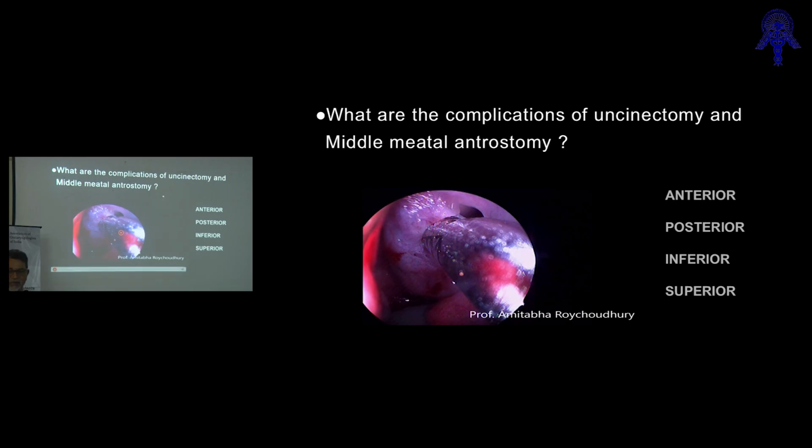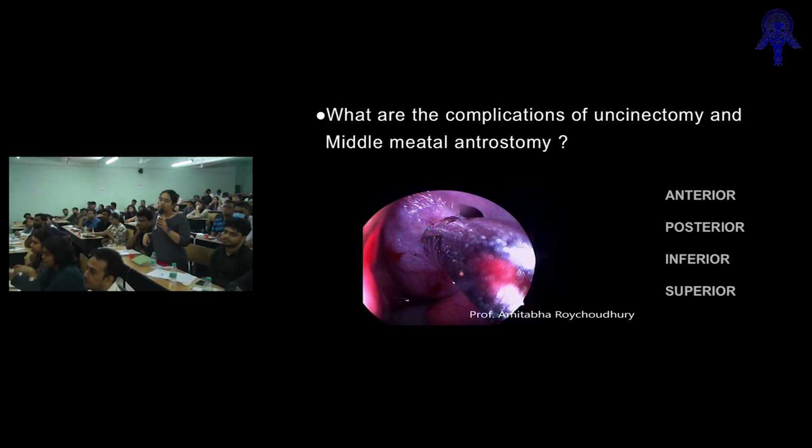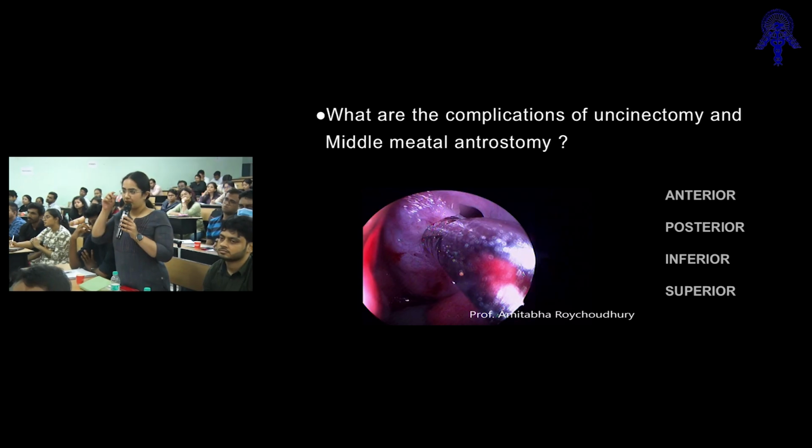Complications of uncinectomy, I have delineated already: anterior, posterior, inferior, superior. At the upper part of the uncinate process there can be various different attachments. If we avulse the upper part of the uncinate process and it is attached to the cribriform plate, there can be fracture and CSF leak. Anteriorly, in the middle meatal antrostomy, if we go too much anterior, then there is the nasolacrimal duct. So, we can injure the nasolacrimal duct. Perfect.